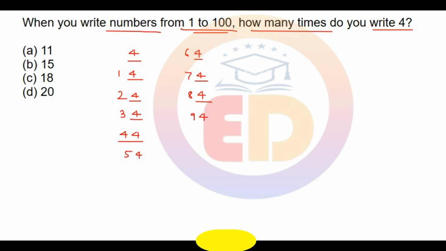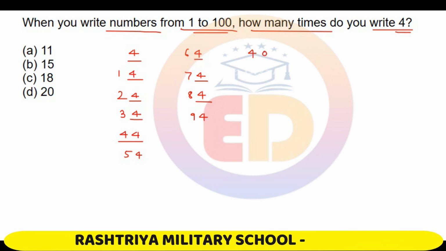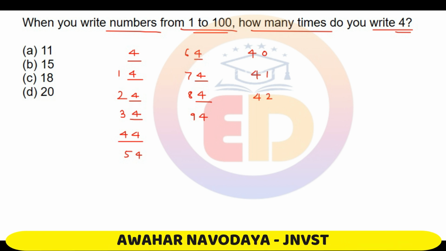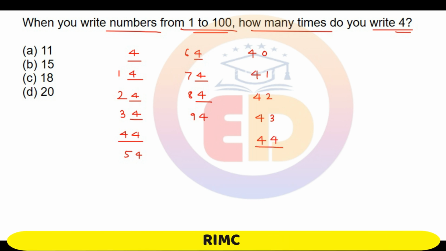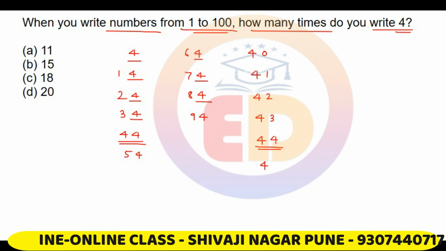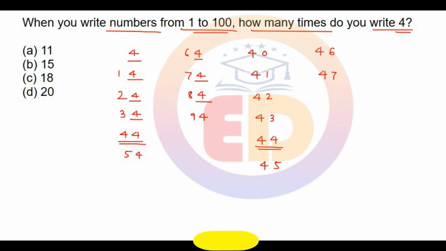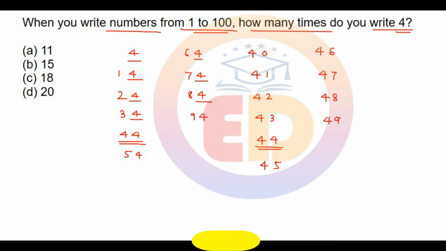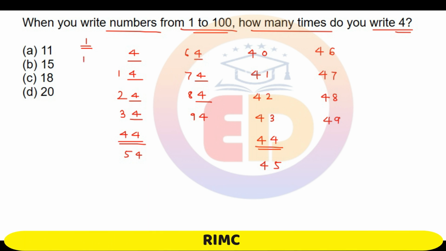And other than this, remember that there is a series of 4, which is 40, 41, 42. Here also the digit 4 is coming. 43, 44. Now be careful that since we have taken 44 once, do not take it again. While counting, we will pay attention to this. 45, 46, 47, 48, 49. So when I write 1 to 100, these are the numbers where 4 will appear.